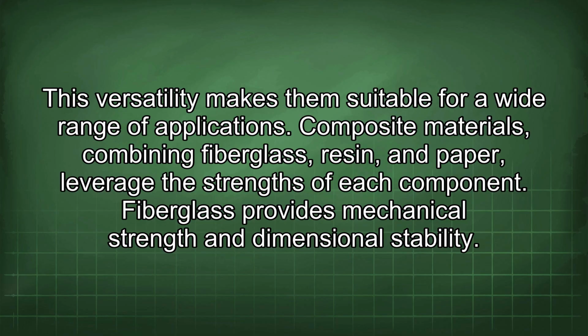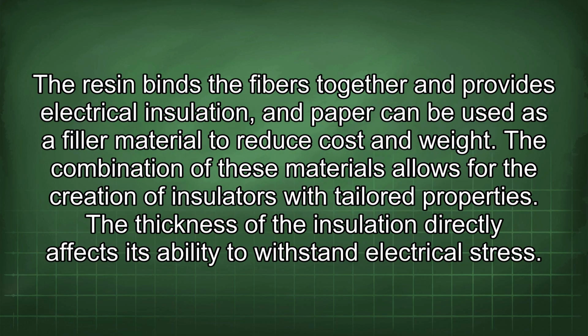Composite materials combining fiberglass, resin, and paper leverage the strengths of each component. Fiberglass provides mechanical strength and dimensional stability. The resin binds the fibers together and provides electrical insulation, and paper can be used as a filler material to reduce cost and weight. The combination of these materials allows for the creation of insulators with tailored properties.